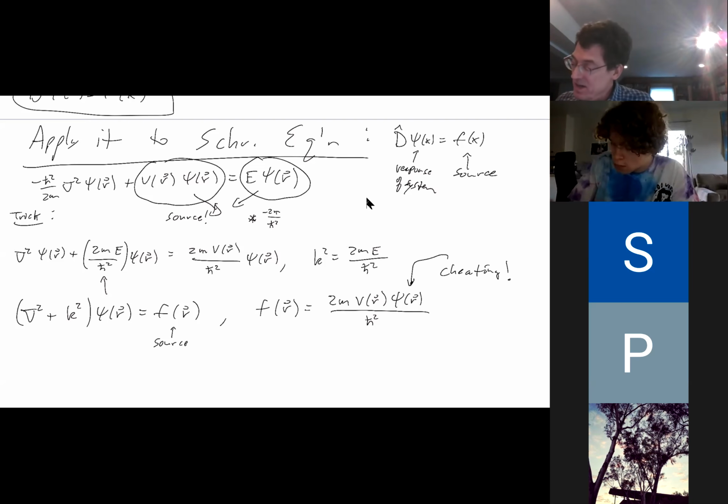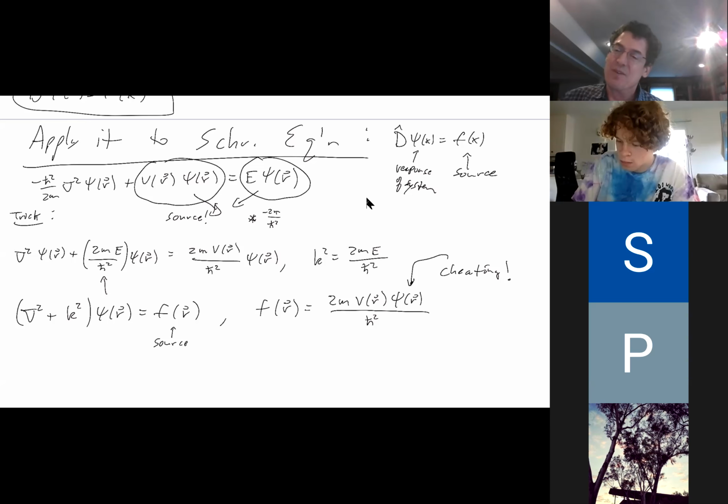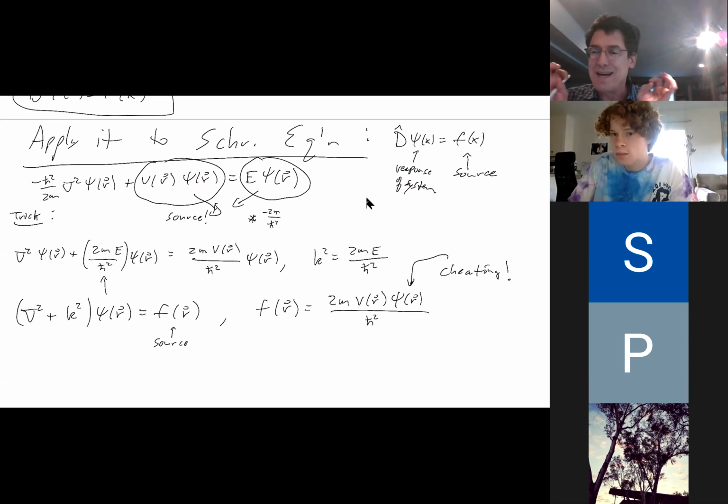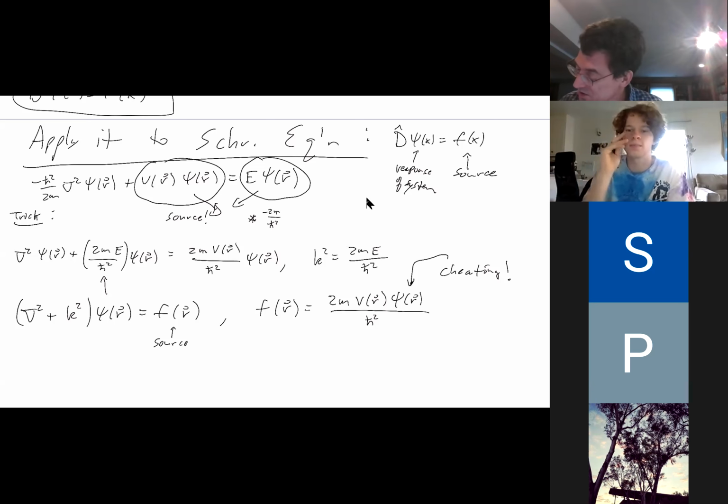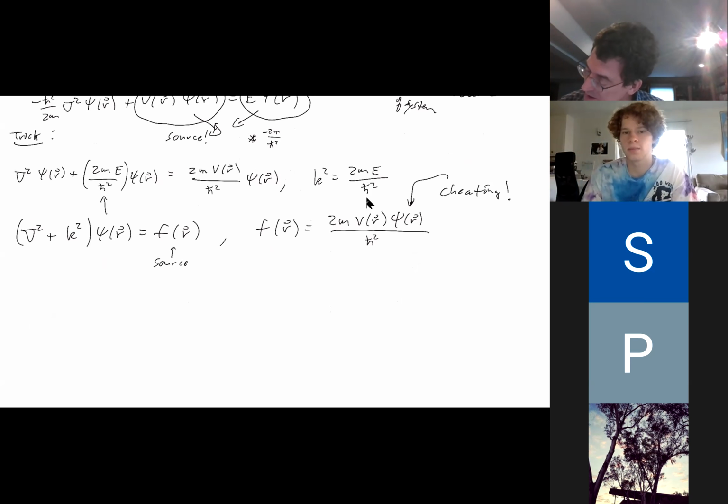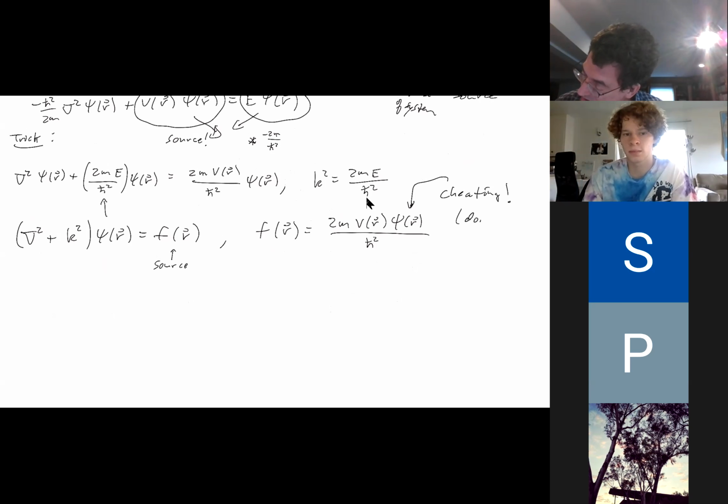But let's not worry about it. Go with the flow. We're physicists. We don't get caught up in little mathematical details. Mathematicians worry about that kind of stuff, but we don't, because we just want to get the answer. So we're cheating a little bit, but don't worry about it. Don't worry, be happy, right? Like the song.